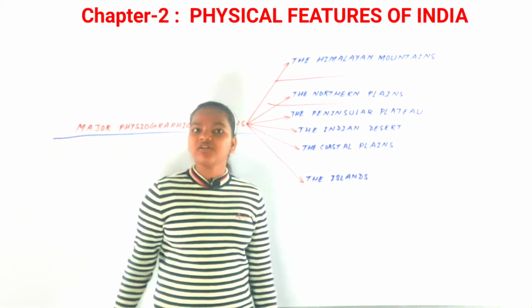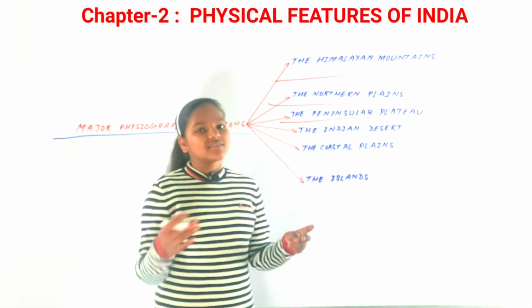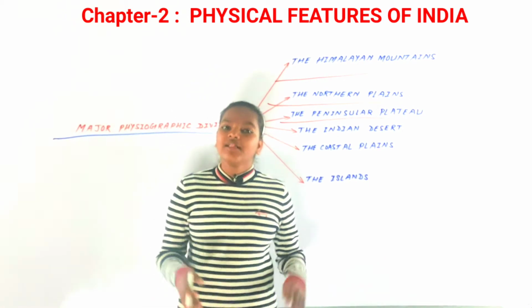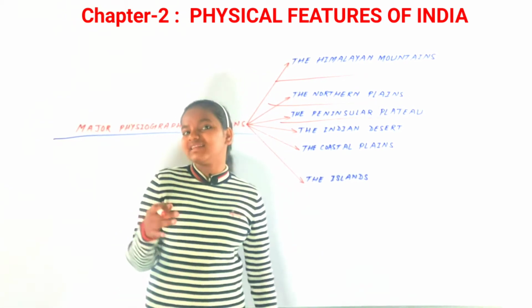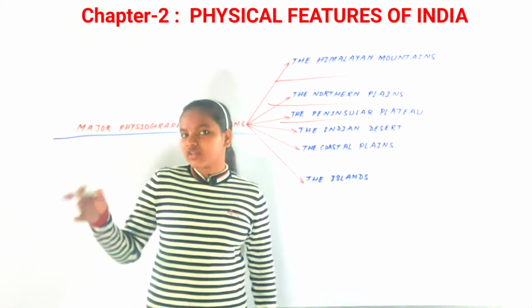Now the next physiographic division is the Peninsula Plateau. So the Peninsula Plateau, now this is our 3rd physiographic division. The Peninsula Plateau is also something we had discussed a little bit in the starting of this chapter, in the introduction of this chapter.